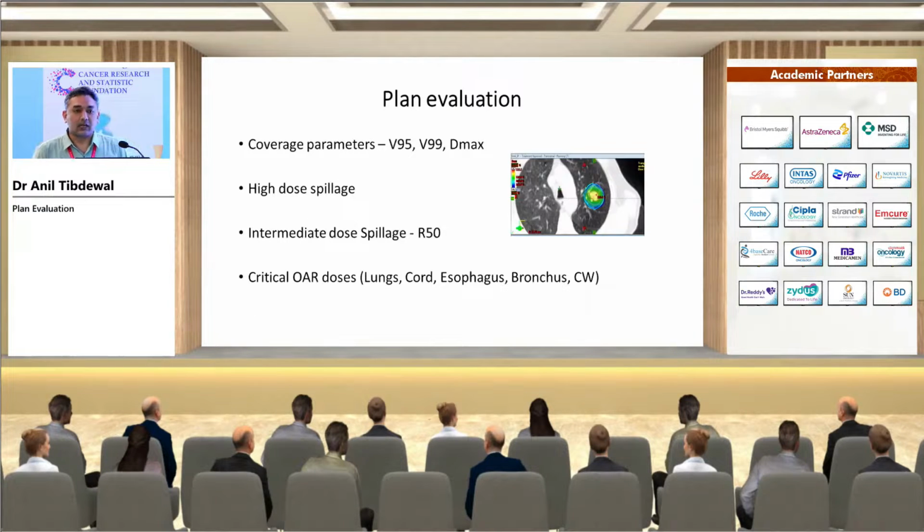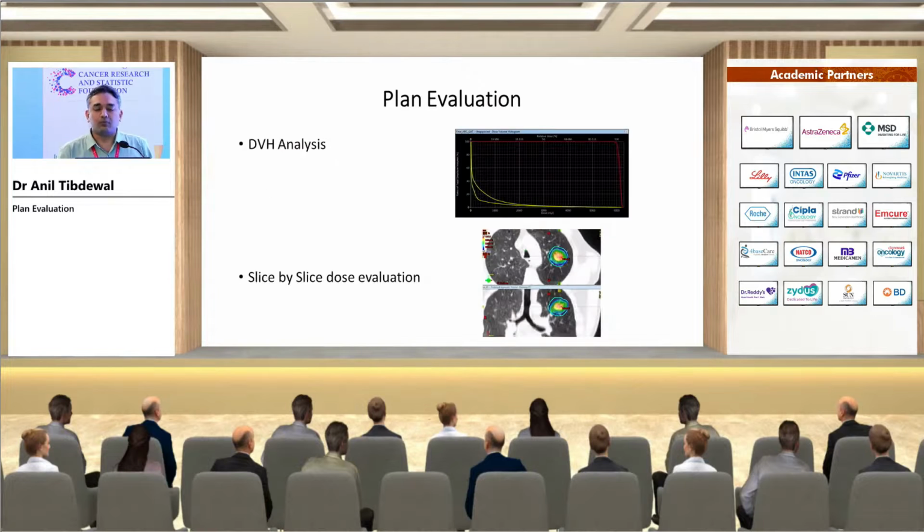I'll come directly to the point. Plan evaluation for the coverage. For the target coverage parameters, we need to consider the V95 of the prescription dose, V99, and the D max, as already elucidated. Then the high dose spillage and the intermediate dose spillage, that is the R50 and D2 centimeter, and the critical organ at risk doses. Here the critical organs, as already mentioned, are the lung, the cord, the esophagus, the bronchus, the chest wall, or the brachial plexus.